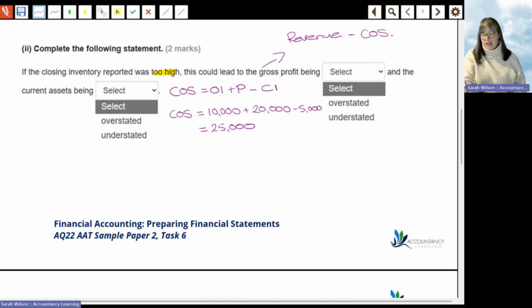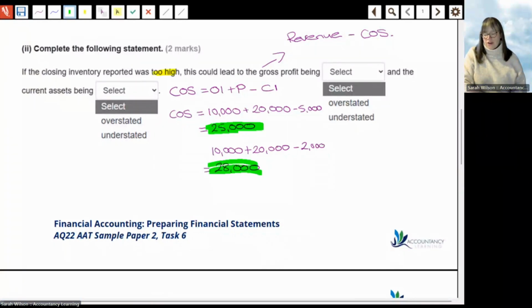But what would happen if we changed our closing inventory to 2,000? Instead of 25, we would have 10,000 plus 20,000, and this time we'll minus the 2,000, which gives us 28,000. So these are two different cost of sales figures based on different closing inventories.